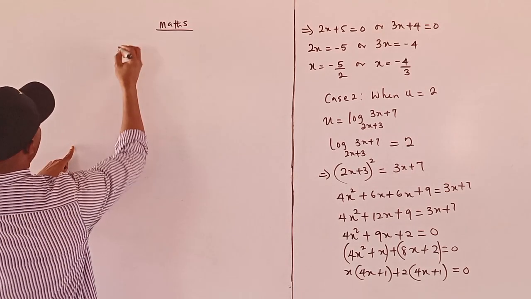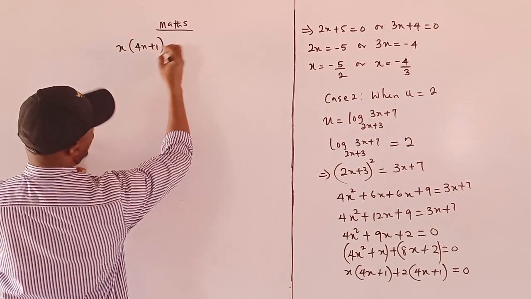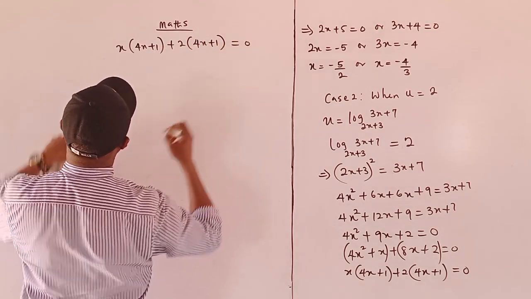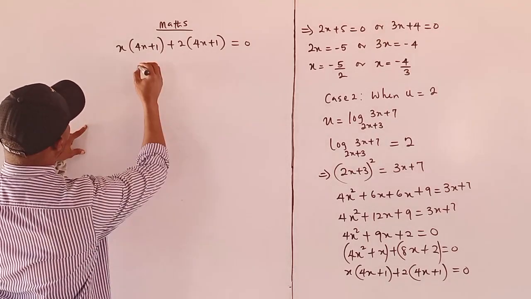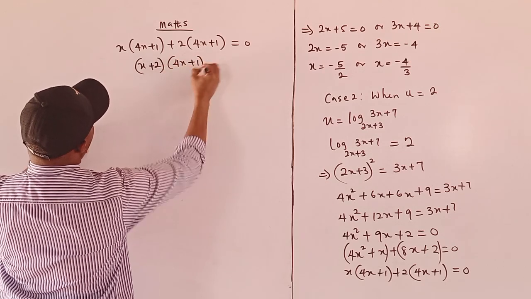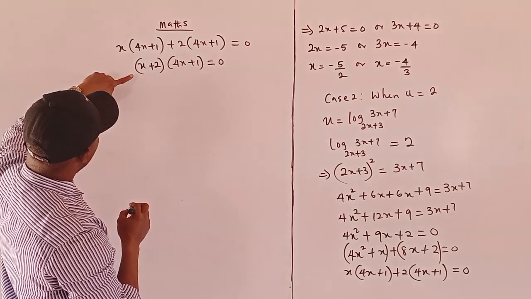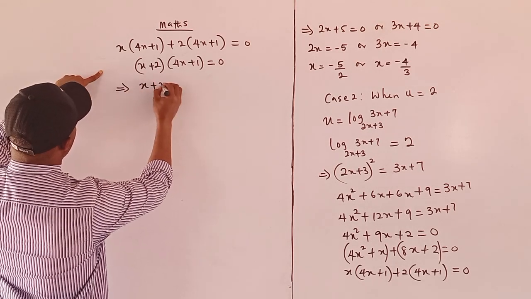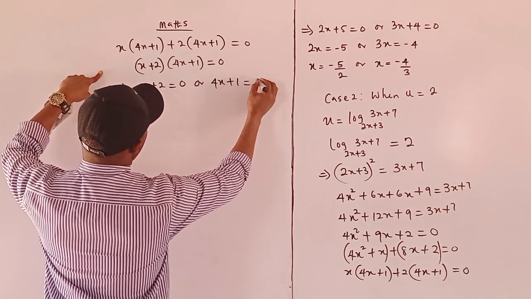What we have there is s(4s + 1) + 2(4s + 1) = 0. Take out the common factor, because these two parentheses are the same. We have (s + 2)(4s + 1) = 0. Then again, using the zero product property, it implies that s + 2 = 0 or 4s + 1 = 0.